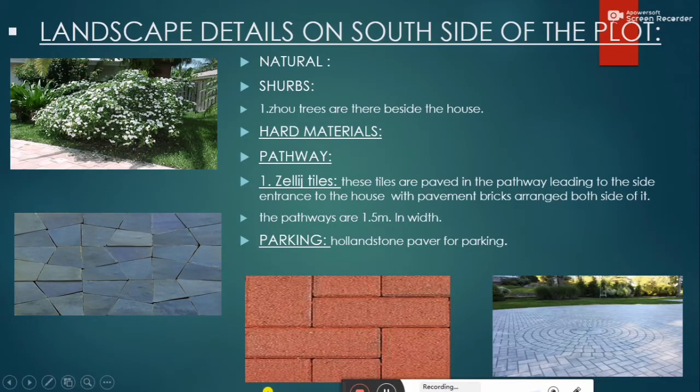Now coming to the landscape details on the south side of the plot. Shrubs. Jhau shrubs are there beside the house. Hard materials. Jelly tiles: these tiles are paved in the pathway leading to the side entrance of the house, with pavement bricks arranged on both sides of it. The pathways are 1.5 meters in width. Parking: Holland stone paver.